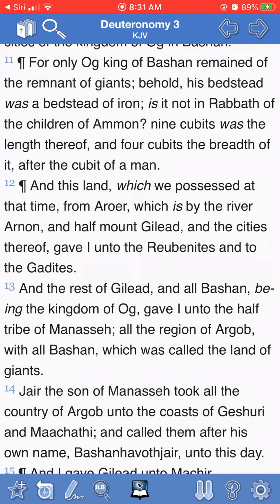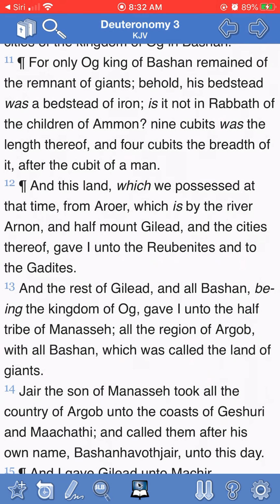Behold, his bedstead. Alright, this is a giant's bedstead. So his bed. And normally we know that a bed has to be bigger than a person, just so it could fit in it. His bedstead was a bedstead of iron. Is it not in Rabbath of the children of Ammon? 9 cubits was the length of it, and 4 cubits the breadth of it, after the cubit of a man.